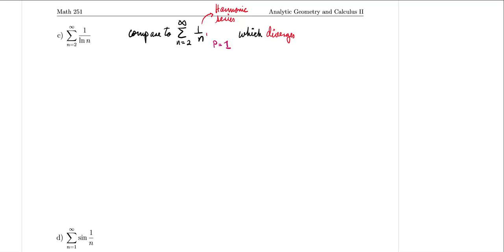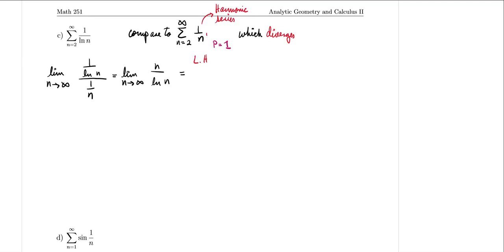Okay, so let's take a look at the limit comparison test, because we know that this one is diverging. We're going to take the limit as n goes to infinity of 1 over the ln of n over 1 over n. Rewriting this, we get the limit as n goes to infinity of n over the ln of n. Now here we're getting infinity over infinity, so I'm going to use L'Hopital's rule.